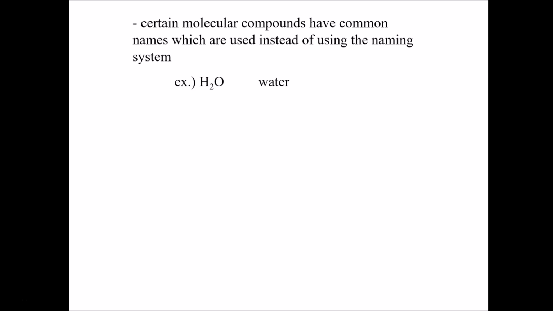H2O is molecular. It is two nonmetals. If we were to use the rules that we just learned, I would call this dihydrogen monoxide, right? Dihydrogen monoxide is what I would call that. But nobody calls it that. Everybody calls it water. Even chemists call it water. So nobody calls it dihydrogen monoxide. In fact, if you were to put that down on a test, it would be marked wrong. Put water, okay? Only people that are trying to sound smart call it dihydrogen monoxide.